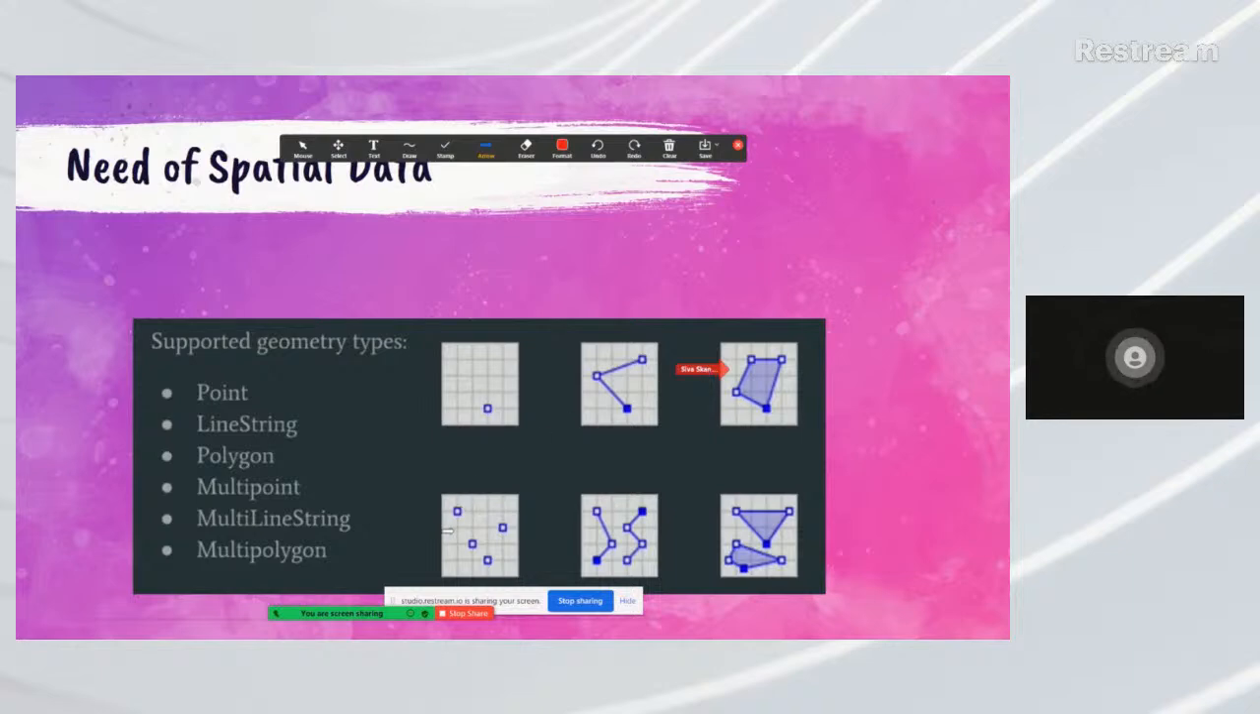Multi-points will also represent various cities' locations on the map. Multi-line strings represent patterns on the maps, and multi-polygons represent the comparison of areas on the maps.